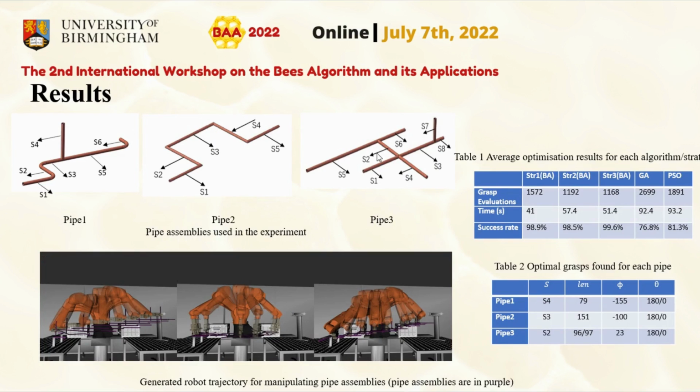So these are some benchmark results. We benchmark the proposed local search strategies against other metaheuristics, that is to say, genetic algorithm and particle swarm optimization. This is the result, and as you can see, STR3 achieves the highest success rate in finding the optimal solution with the fewest grasp evaluations.